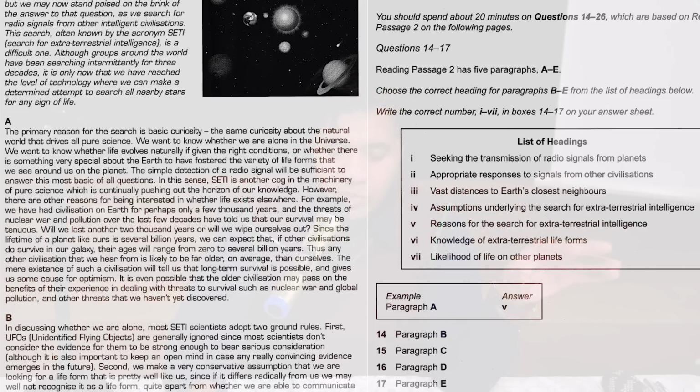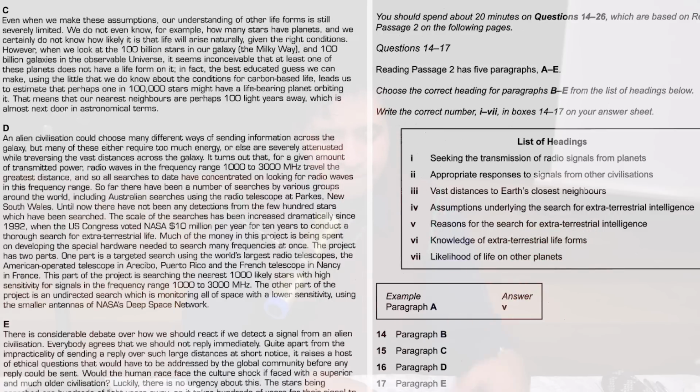So this is how you got to think now. You are doing section 2. Now please come to paragraph C. Even when we make these assumptions, our understanding of other life form is still severely limited. We do not even know, for example, how many stars have planets, and we certainly do not know how likely it is that life will arise naturally.